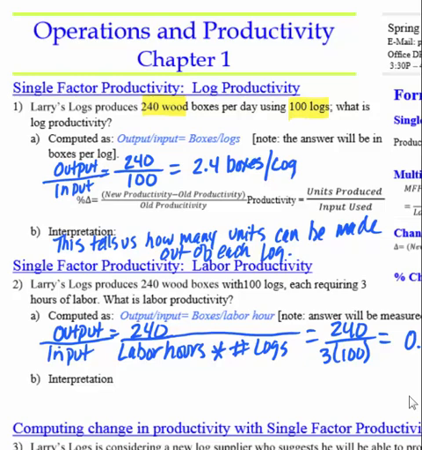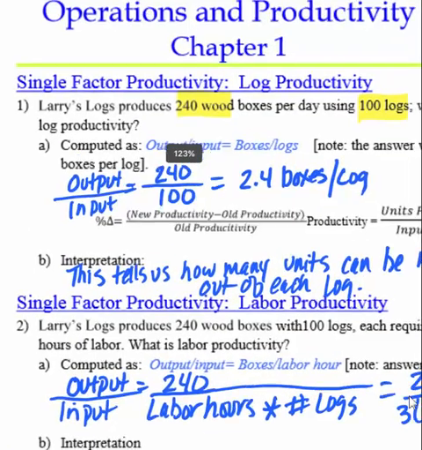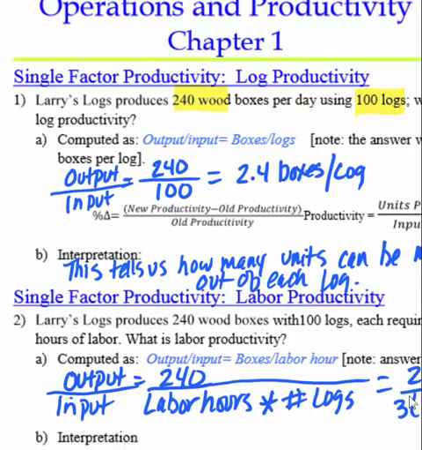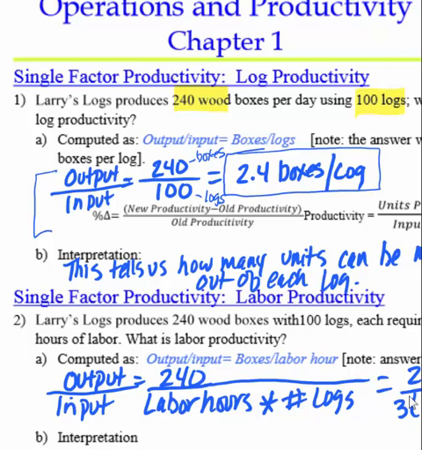We do all productivity problems the same way. We take output and divide it by input. As you can see, I've written out output divided by input. Our output is 240 boxes, divided by 100 logs. This gives us a productivity of 2.4 boxes that can be produced for each one log. So we take the log, cut it up into pieces, and are able to make 2.4 boxes from each log.